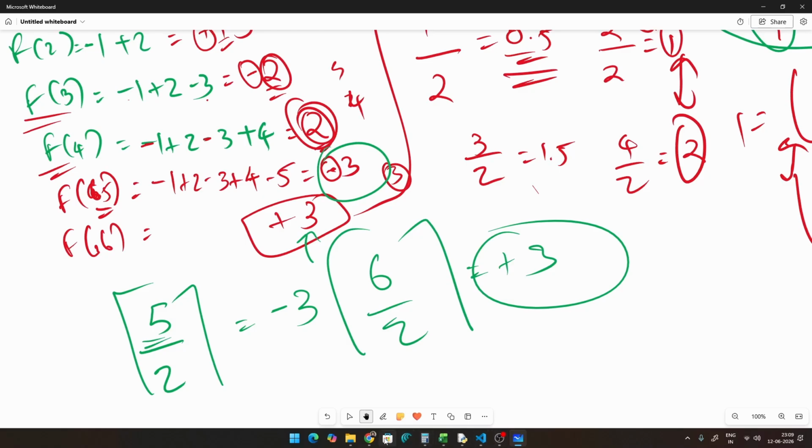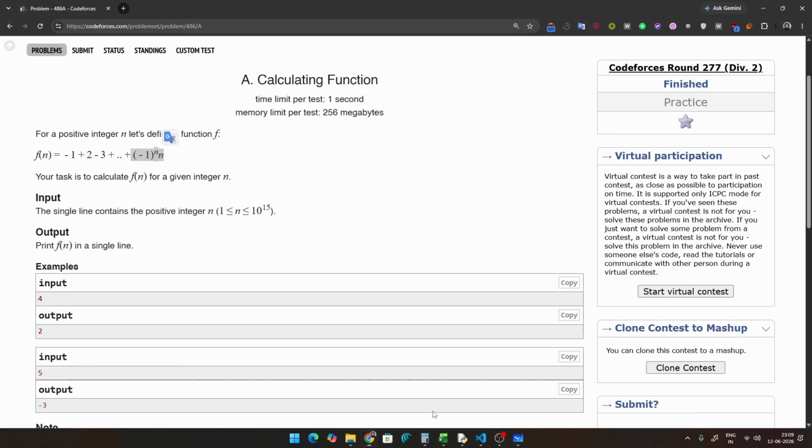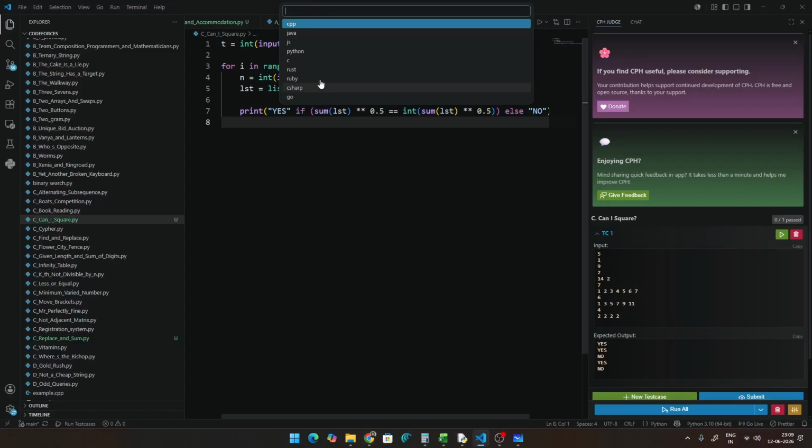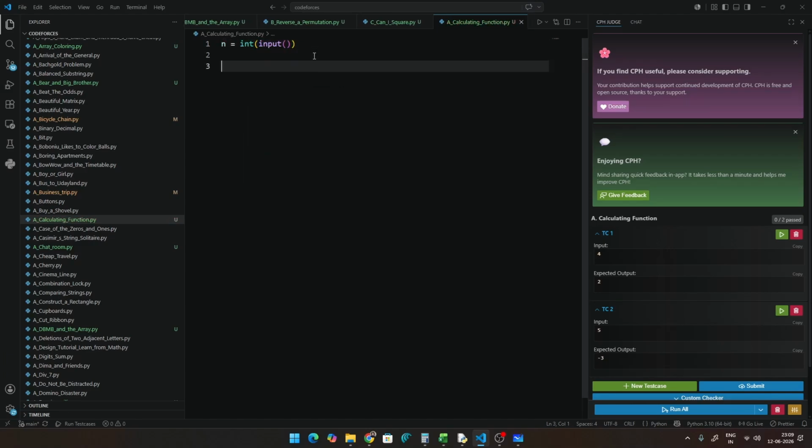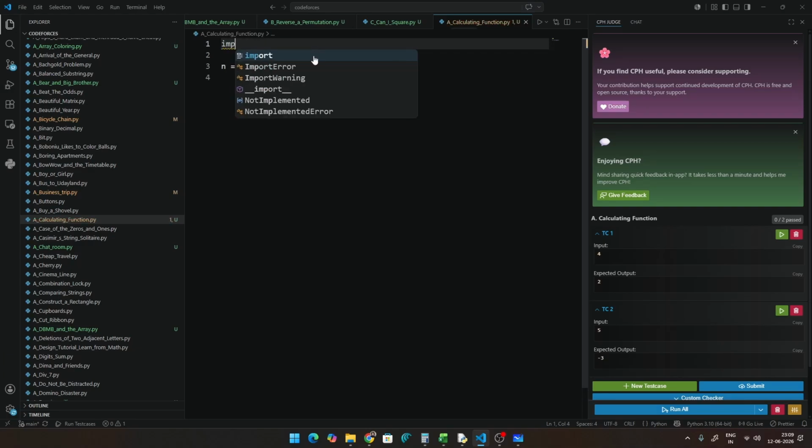Okay, so let's see how we can code this. If you understood till now, try to code this for yourself. By doing this, we have changed it such that it doesn't require n iterations anymore. You can just calculate the value of f of n on the fly, right? So let's take n as an input, int of input. Then let's import math so that we can use the ceiling function, right?